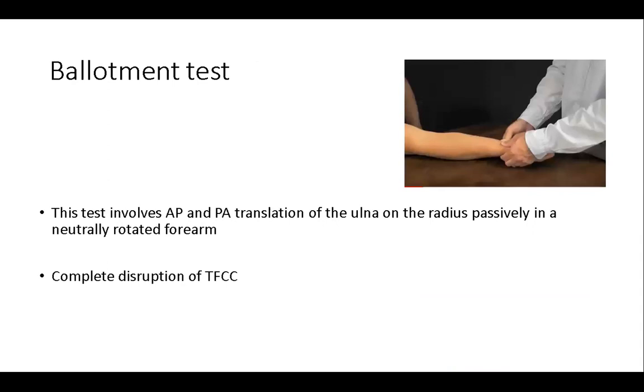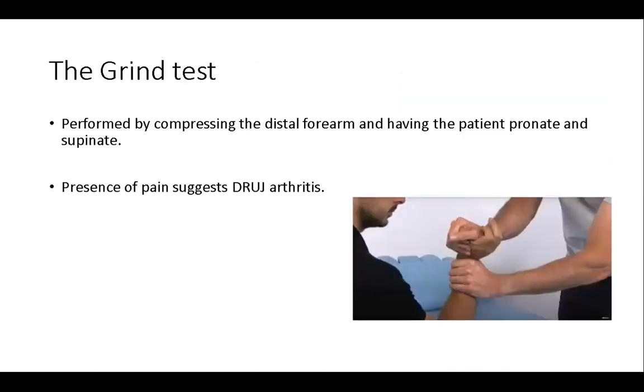This is the ballottement test, which involves anteroposterior and posteroanterior translation of the ulna on the radius in a neutrally rotated forearm. If it is positive, it represents complete disruption of the TFCC. It's the grind test.